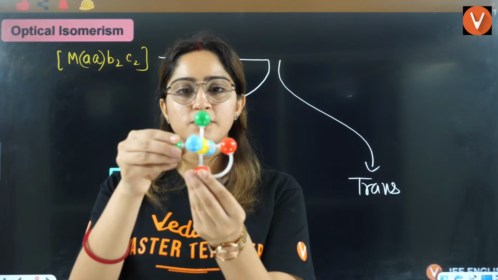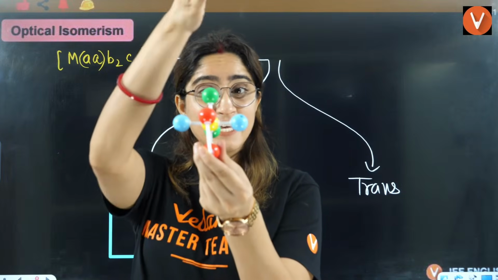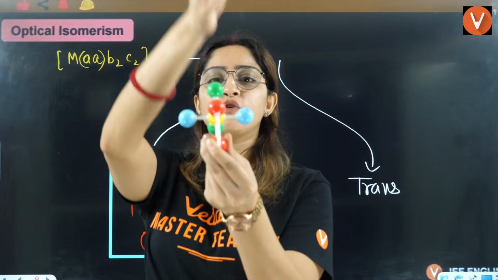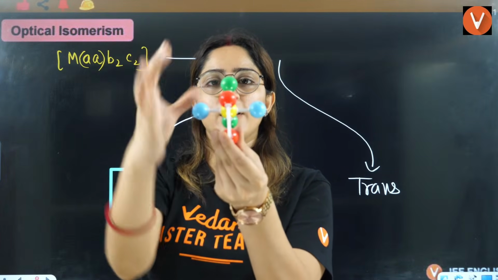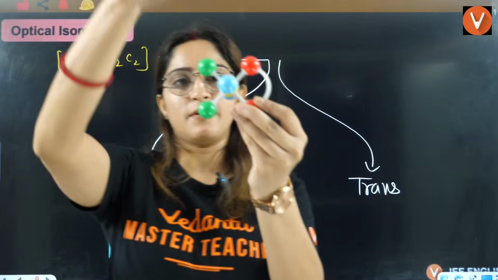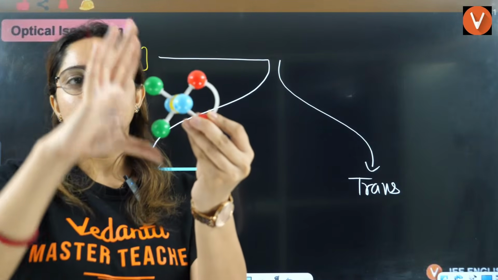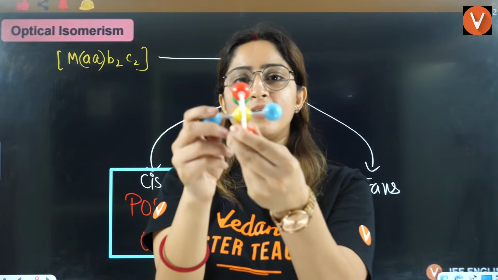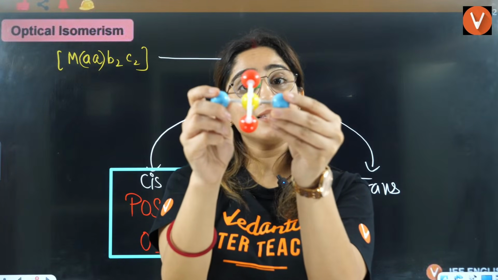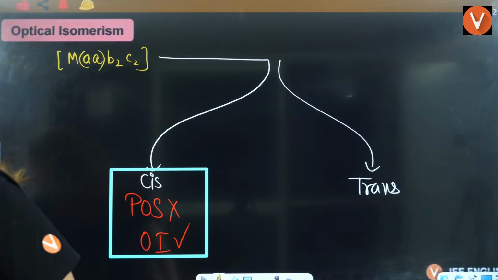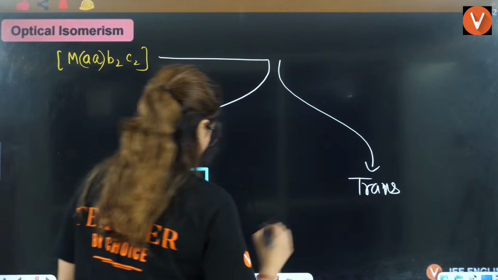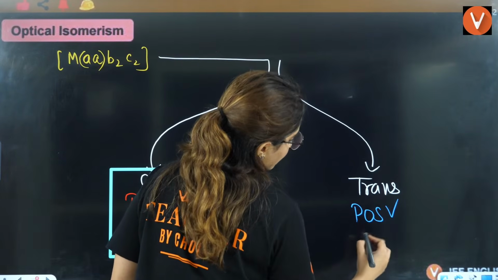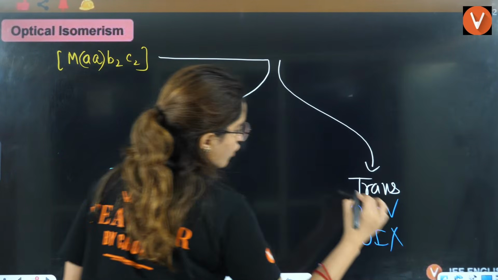Now, is it possible? Yes. You draw a plane of symmetry here. It will be cut into equal halves. These two green atoms, if I pass a plane from here, will be cut into equal halves. These will be cut into equal halves, and this is the same. So I can say definitely POS is present here, and that's why optical isomerism does not exist.